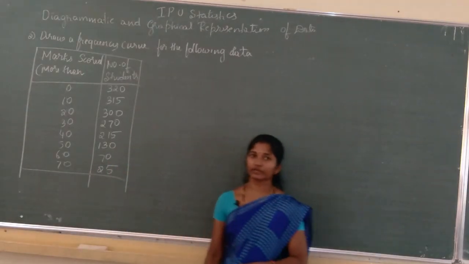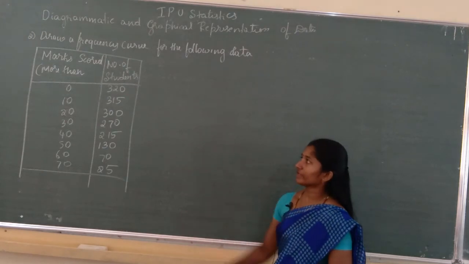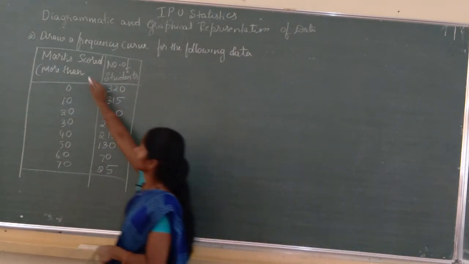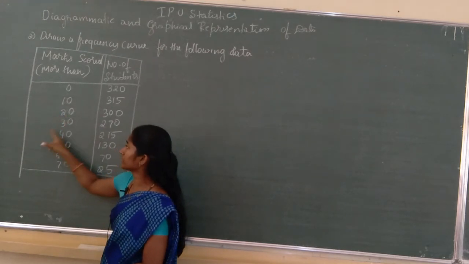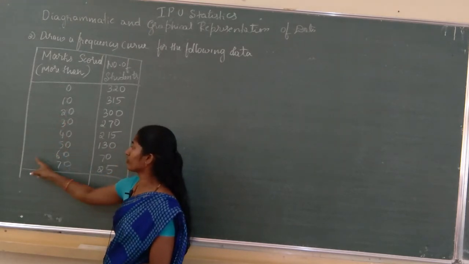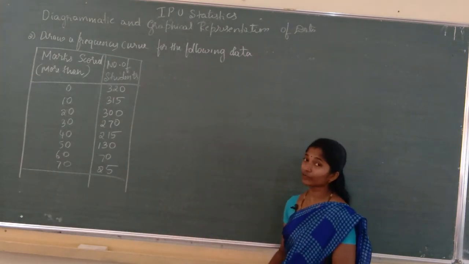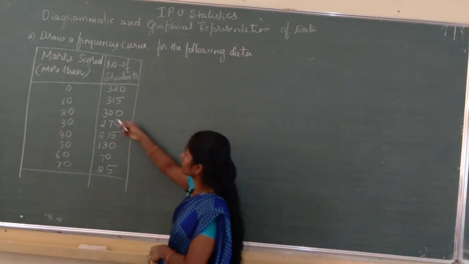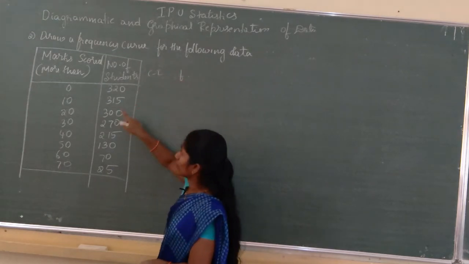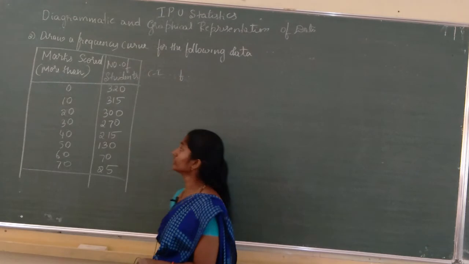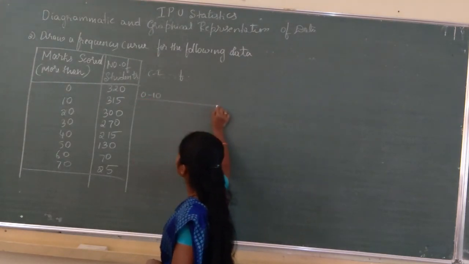Same, given another one, draw a frequency curve for the following data. Observe the data: these are all more than 0, more than 10, more than 20, more than 30, more than 40, more than 50, more than 60 and more than 70. Values are given in the more-than form. What you have to do? Class interval and frequency: more than 0, 0 to 10. What is the value here? Frequency.